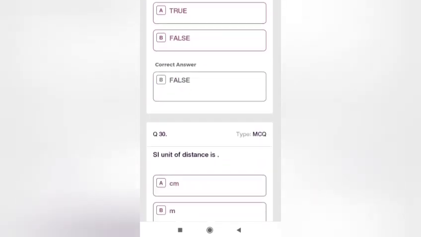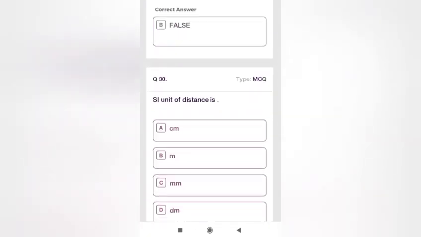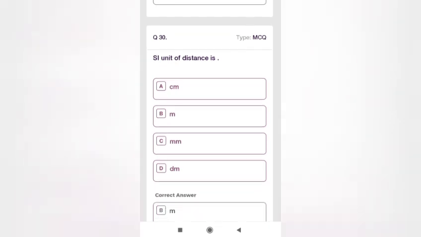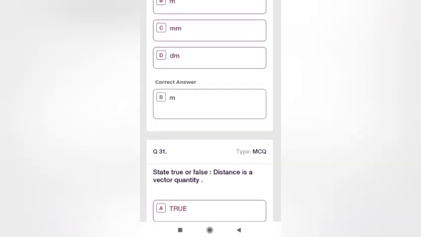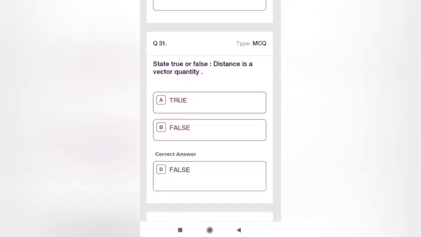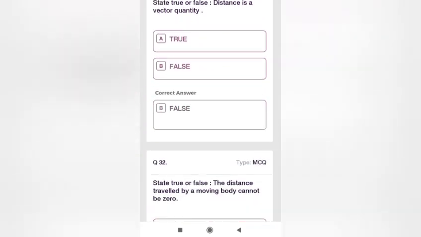The SI unit of distance is centimeter, meter, millimeter, decimeter? It's meter. The SI unit of distance is meter. The larger unit will be kilometer, the smaller units will be centimeter and millimeter. But actually the SI unit is meter only. Distance is a vector quantity. Distance doesn't have any particular direction, so it's a scalar quantity. Therefore it is false. Only displacement has direction, so that is said to be a vector quantity.